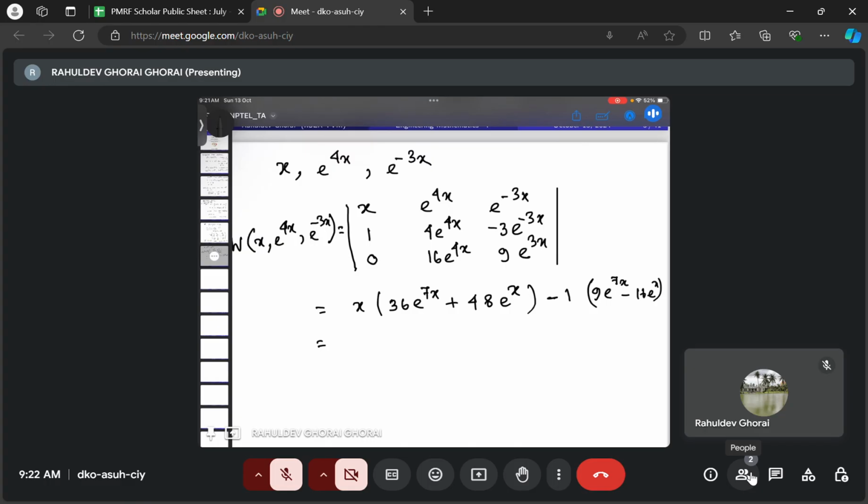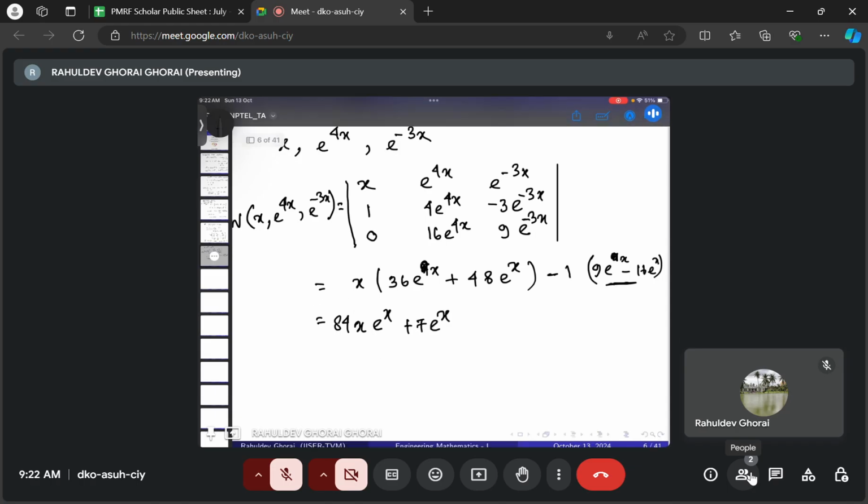Did you make any mistake? It is a minus 3x, so nothing will be 7x, it will be x only. Okay, yeah, now it's okay. So this will be x times, what is 40, 36 plus 40, it will be 84. So 84x e to the power x minus, it will be 7 e to the power x, so it will be minus of minus, so it will be plus 7 e to the power x.